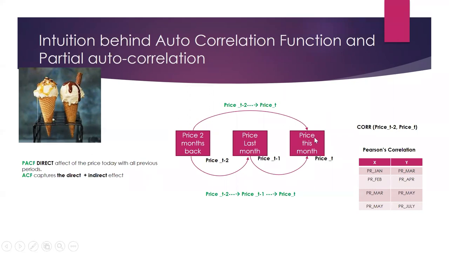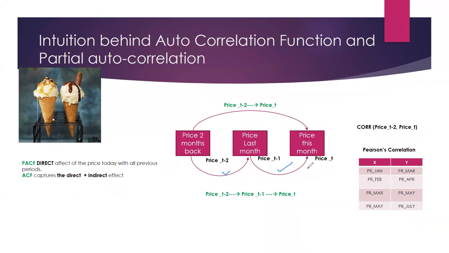So this is how I can depict it in a correlogram here. We have the price this month, the price last month, and the price 2 months back. Now there are two types of effect. One is that the price you get today is dependent on the price from the last month. So this is one effect. Another is that the price 2 months back affects last month's price, and that directly affects your current price. So in order to get to the price at t-2, there are two paths. This is one path and this is another path.